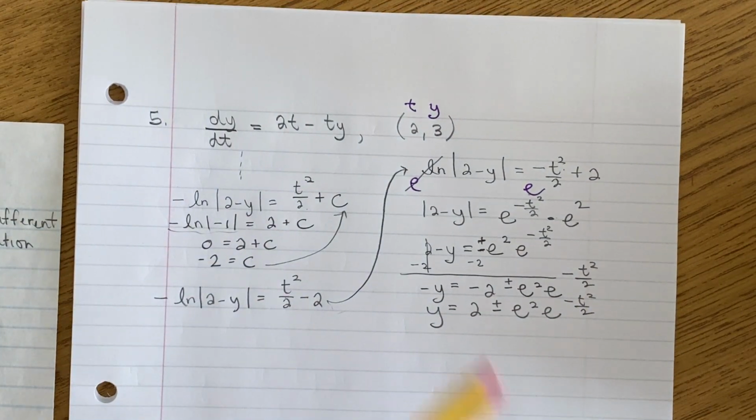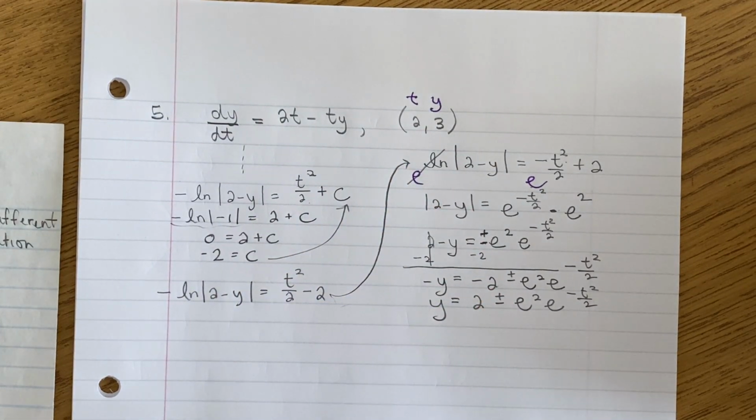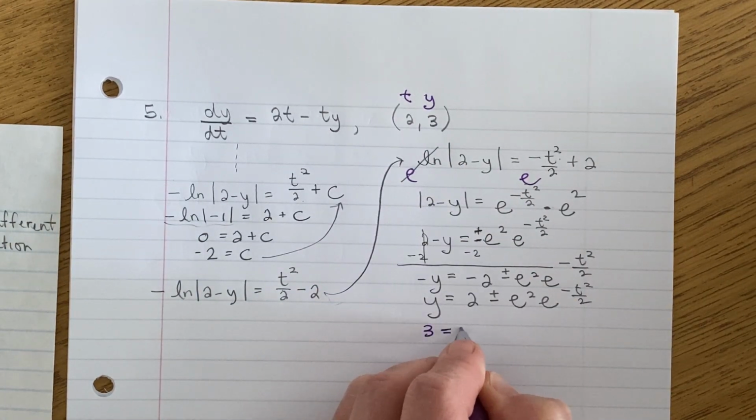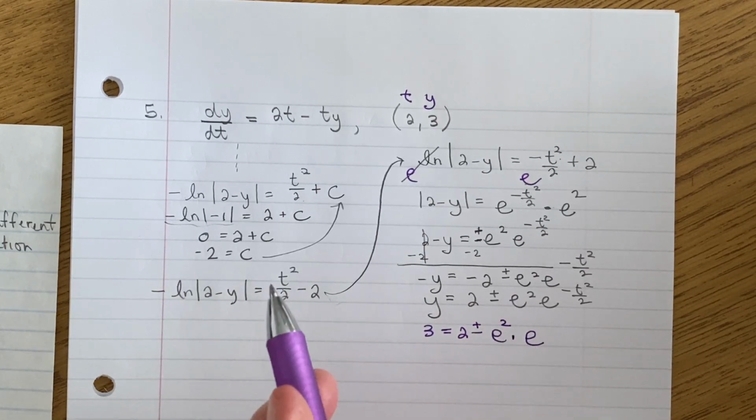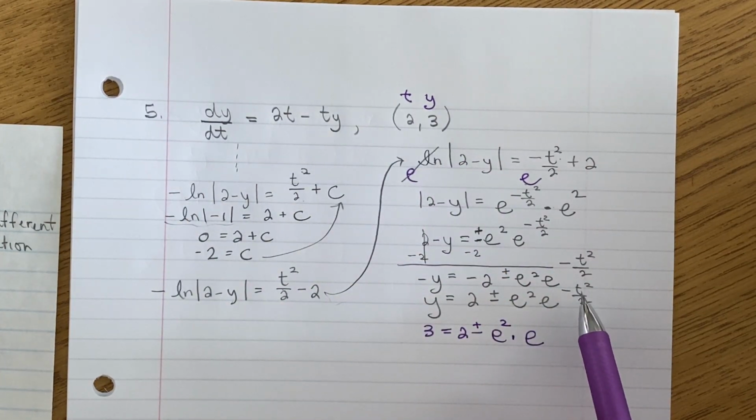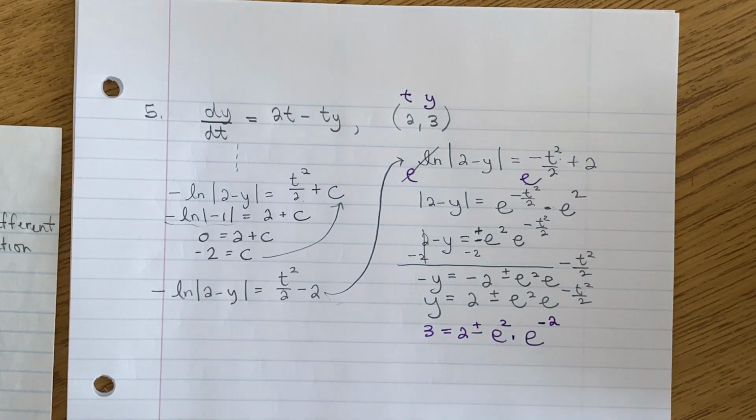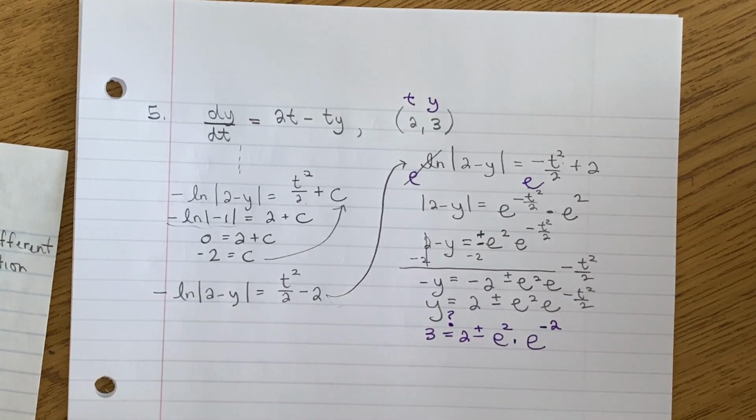And again, because we have an initial condition, we can determine, do we have 2 plus or 2 minus? So I'm going to go ahead and plug in 3 for y. And everywhere I see a t, I'm going to replace it with 2. So I'm going to square the 2 first. So 2 squared is 4. That's -4 divided by 2. So that's going to be -2. I might put a little question mark here because I'm trying to figure out which branch this is.